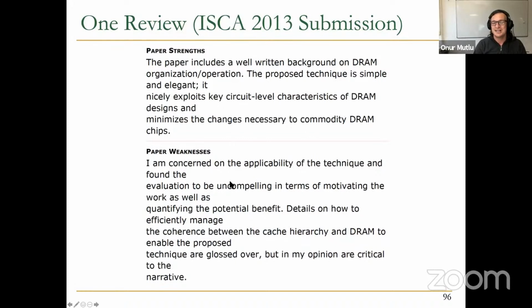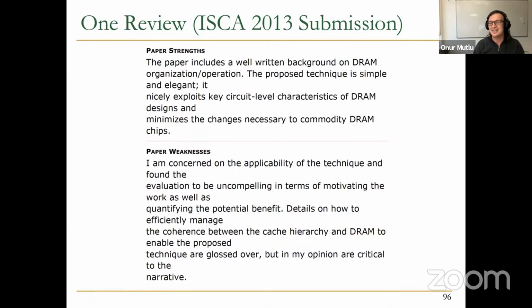And the weaknesses: I'm concerned on the applicability of the technique and found the evaluation to be uncompelling in terms of motivating the work as well as quantifying the potential benefits. Details on how to efficiently manage the coherence between the cache hierarchy and DRAM to enable the proposed technique are glossed over, but in my opinion are critical to the narrative. So this was actually discussed in the paper, the DMA approach that you can find in the paper. This is an evaluation issue. You can always ask for more evaluation, but this is the rat holes that I was talking about. As a reviewer, you can always want more.